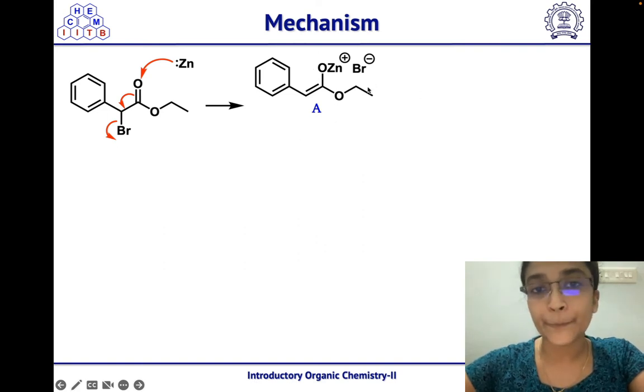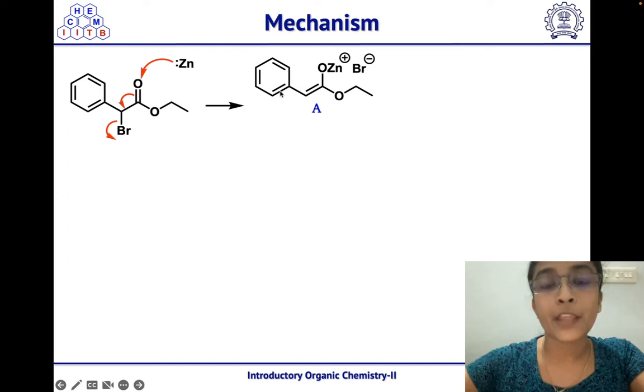Is that clear? Compound A is not a lithium enolate. It does not have Li. It has O, Zn and Br. So it is a zinc enolate, not a lithium enolate, and it has only one aromatic ring. So those two options can be ruled out.